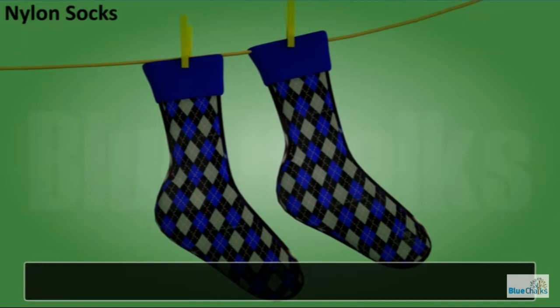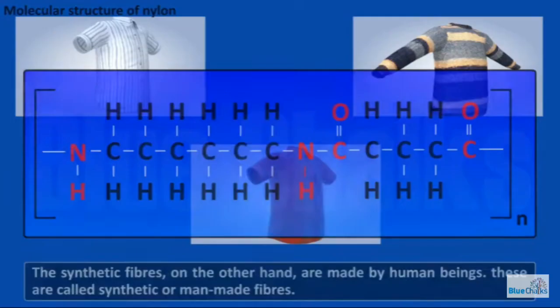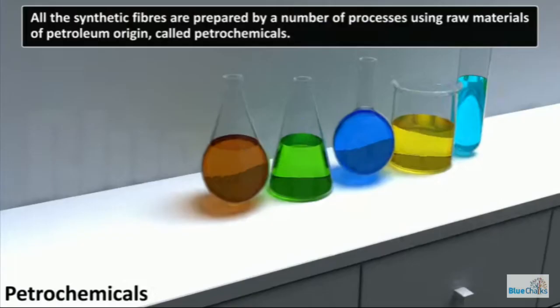Next, nylon is the first fully synthetic fiber. The first fully synthetic fiber is not rayon but nylon. Dear students, synthetic fibers, on the other hand, are made by humans. These are called synthetic or man-made fibers. So those prepared by humans are known as synthetic fibers, or we can say artificial fibers.